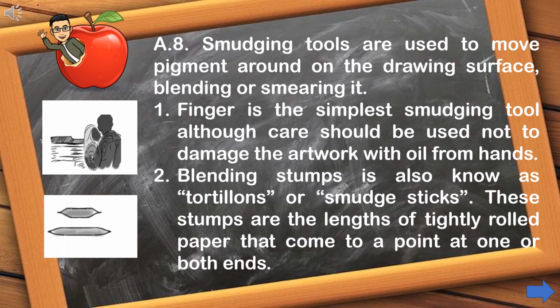Eighth type of dry media is smudging tools, used to move pigment around on the drawing surface, blending or smearing it. 1. Finger is the simplest smudging tool, although care should be used not to damage the artwork with oil from hands. 2. Blending stumps, also known as tortillons or smudge sticks. These stumps are lengths of tightly rolled paper that come to a point at one or both ends.